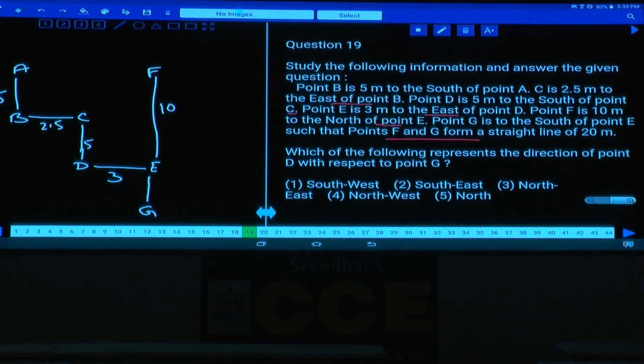As F and G form a straight line of 20 meters, now E and F is 10 and here also that must be 10. The total distance between these two is how much? 20 meters. Then coming to question number 19, which of the following represents the direction of point D with respect to G? G is here and D is here, this is north and west, northwest. Northwest is given in the choices for 19.